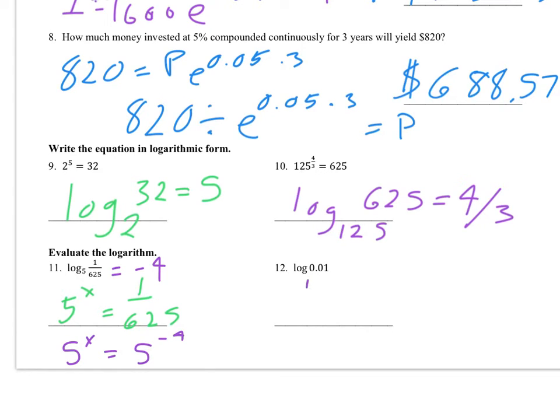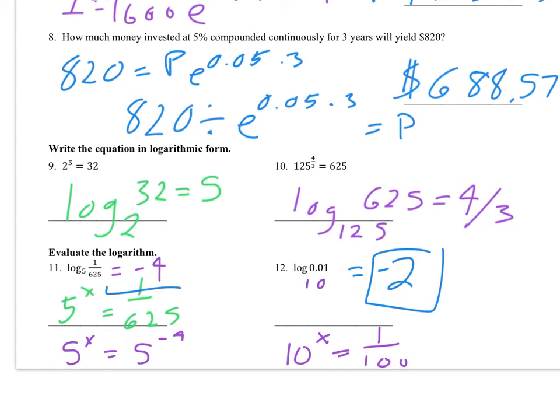Here, remember, this is really a base 10. Tried to draw that 10 in there, kind of failed. So base 10 for that logarithm. So then this is really saying 10 to what power gives us 0.01, which is also known as 1/100th. And 1/100th is 10 to the negative 2nd power. So this logarithm equals negative 2. Again, where this one equaled negative 4.